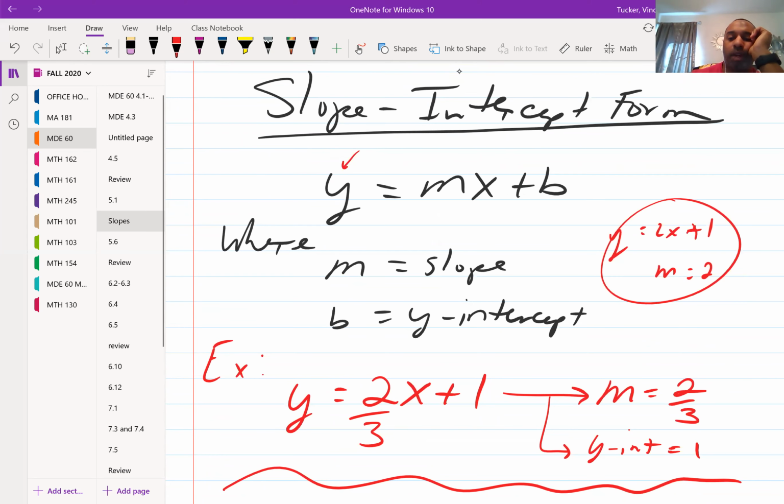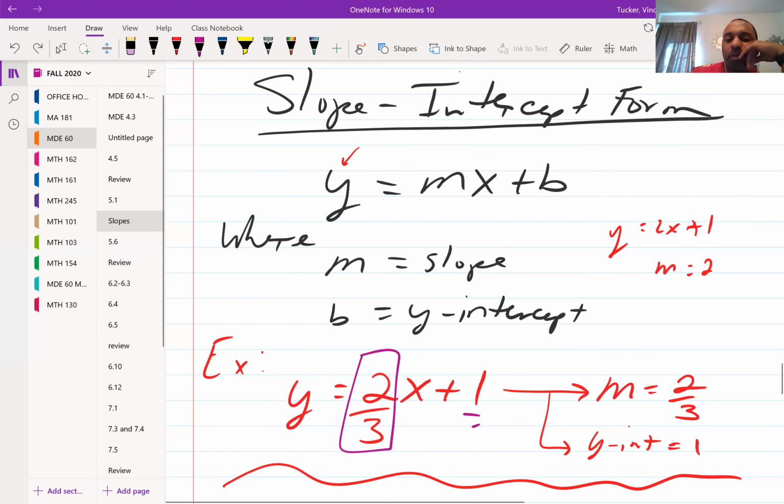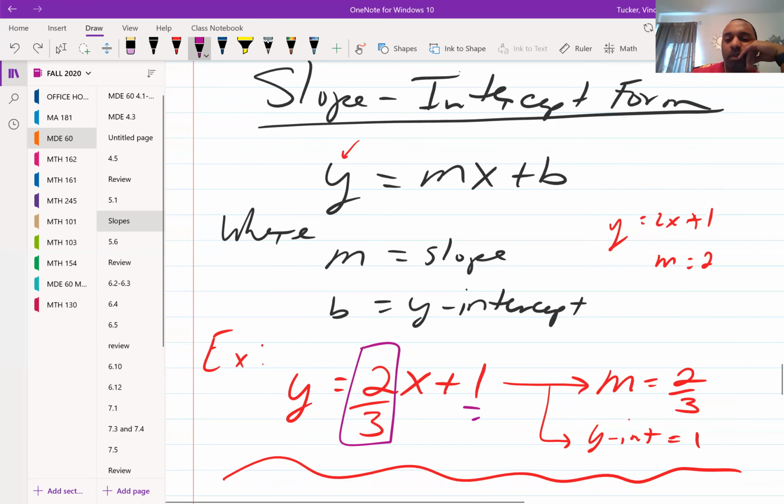So simple example, if I have y equal to 2/3 x plus 1, and I want to know what the slope was and what the y-intercept was, then I can just pick them out, because once again, y is already solved for. So that means what's in front of x is my slope, and the other number is my y-intercept. All right. Any problems with that?